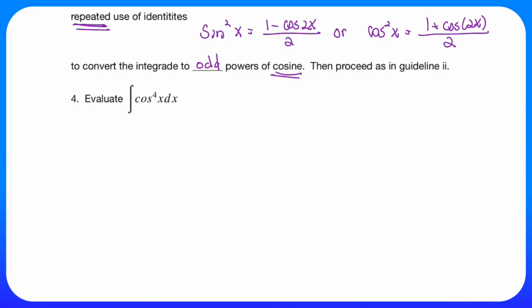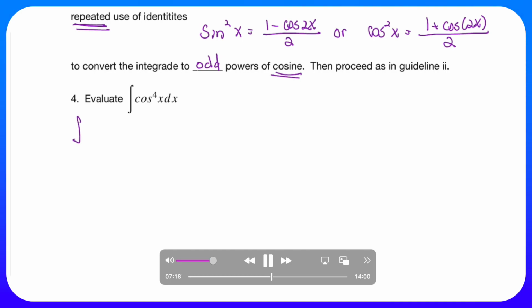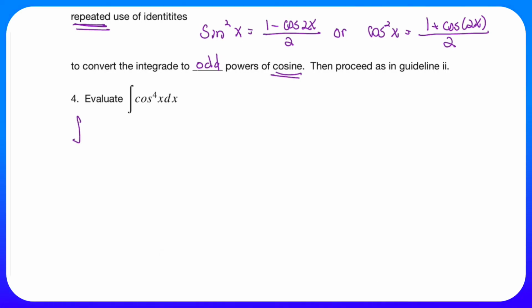So here we have the integral of cosine to the fourth x dx. We can think of one of our functions as 1, and the other function is cosine to the fourth x. That's an even power. Okay, let's break that up into cosine squared x times cosine squared x, since our degree is an even power, and it's our only trig function here.